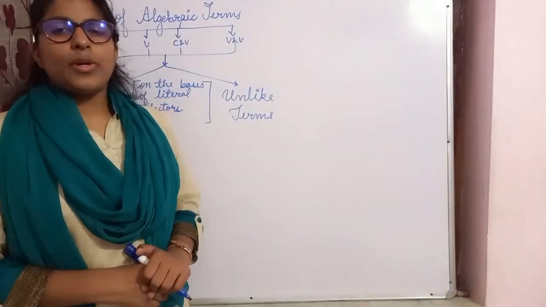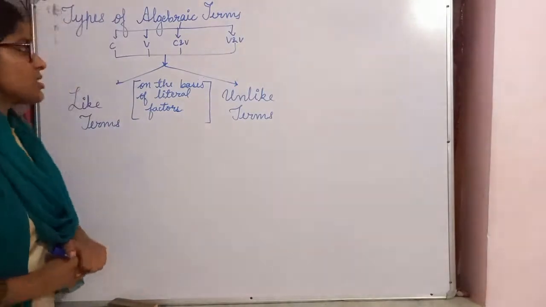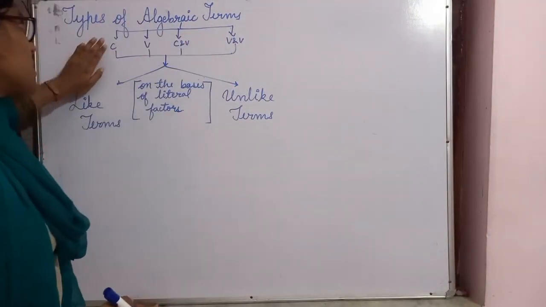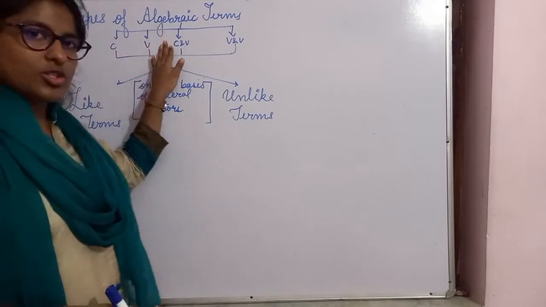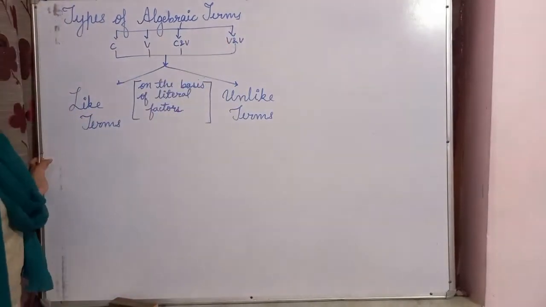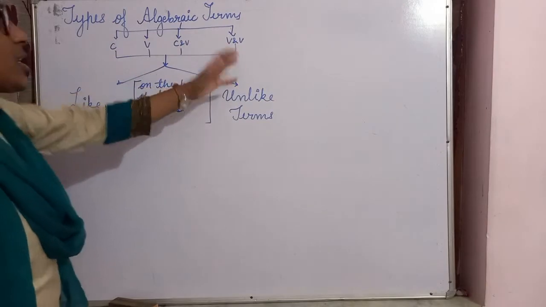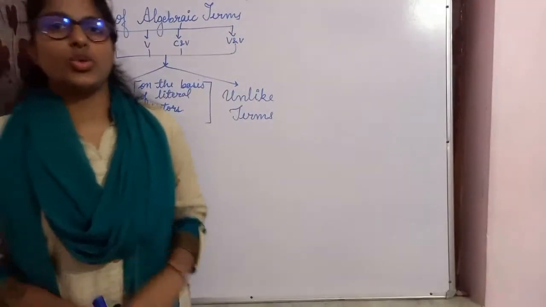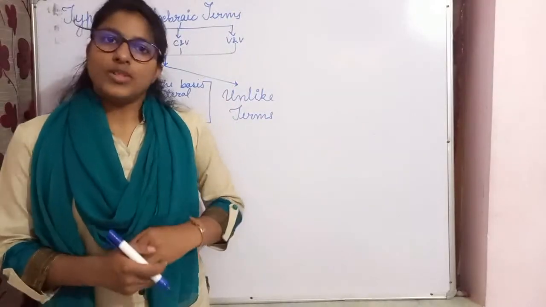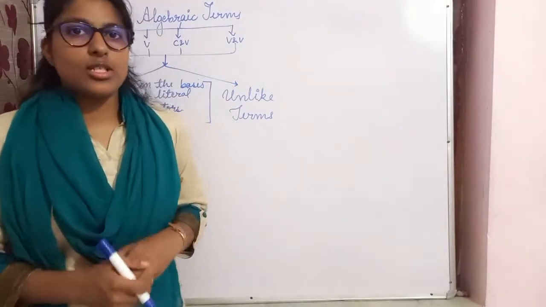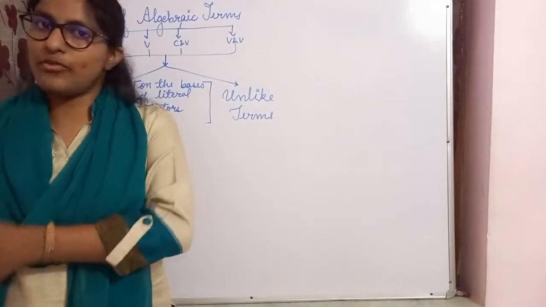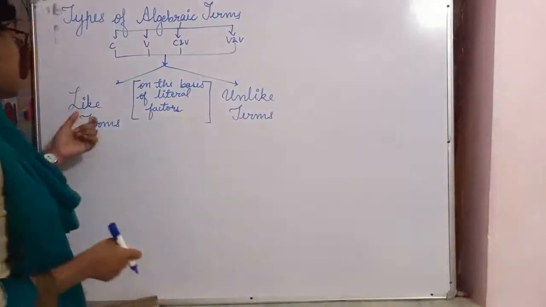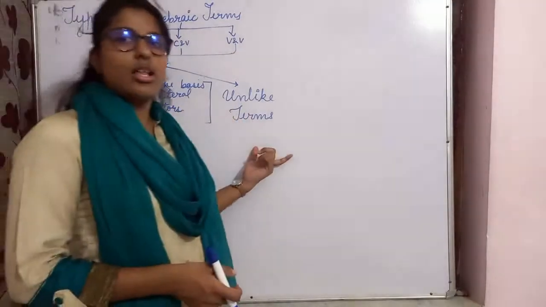Let's begin the new topic, that is types of algebraic terms. We already studied that the types of algebraic terms are four: constant, variable, product of constant and variable, and product of variable and variable. But these four terms are further divided into two parts on the basis of literal factors, that is, on the basis of factors of variables. One part is like terms and another part is known as unlike terms.